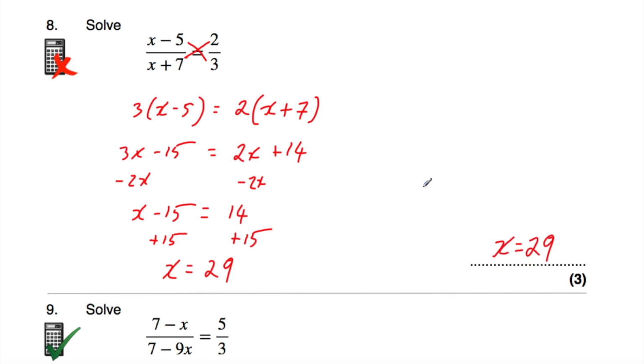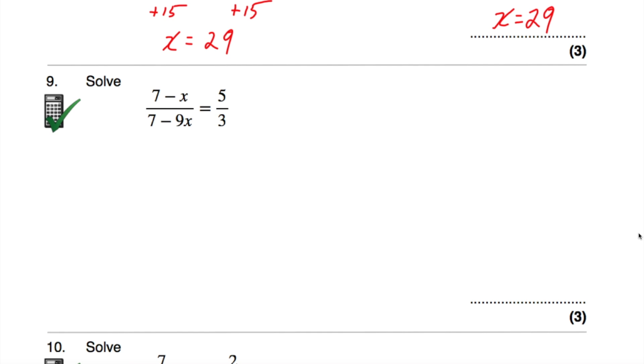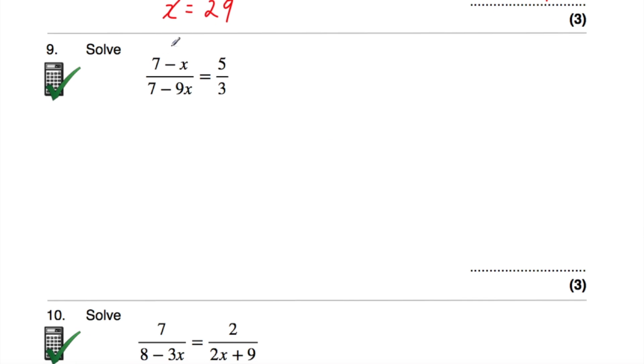And that's it. Okay, let's look at our next question, question number 9. Okay, question number 9, we've been asked to solve 7 minus x over 7 minus 9x equals 5/3. So again, we've got a fraction equaling another fraction, so we can use cross multiplication. So this numerator times that denominator would be equal to this numerator times that denominator. So 7 minus x times 3, well, I'm going to just write it in brackets 3, and then in brackets 7 minus x. And then that equals, and then we've got this numerator times that denominator, so we've got 5, and then in brackets 7 minus 9x.